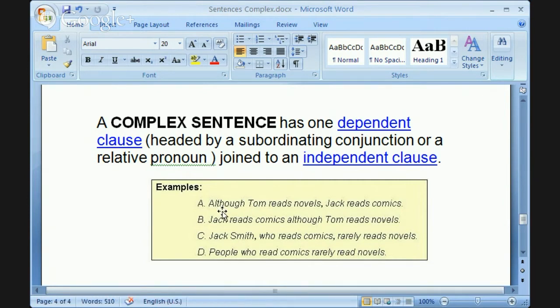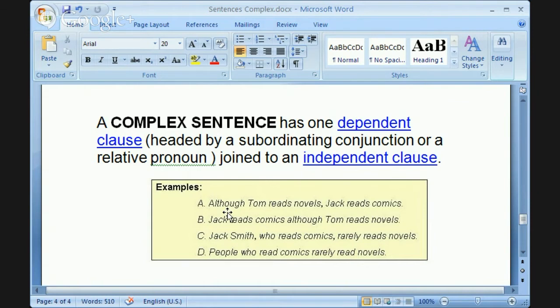Looking at some examples here. Example A: Although Tom reads novels, Jack reads comics. Okay, that word although is called a subordinator. It makes the clause a subordinate clause. Subordinate clause is the same thing as a dependent clause. It needs some help.